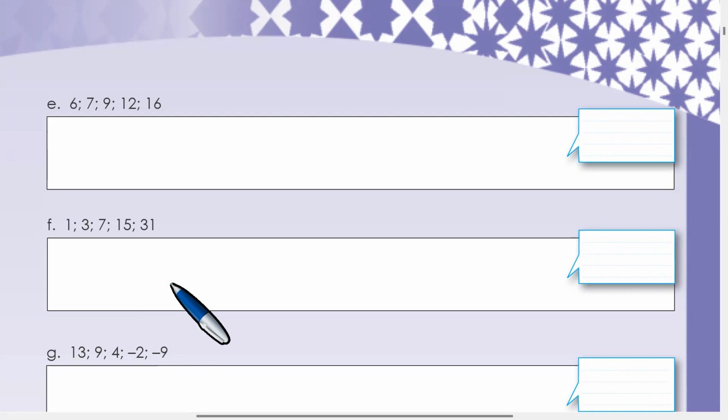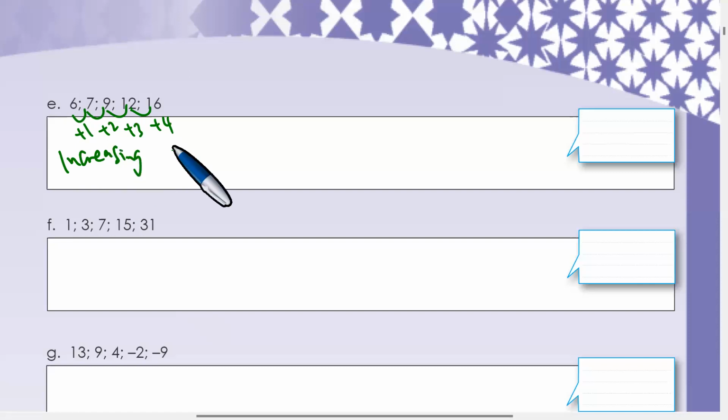And then between 7 and 9, what has happened? +2. And then between 9 and 12, what has happened? +3. Yeah, and that is the idea. So in other words, here it's +1. Here is +2. Here is plus what? 3. Here is plus what? Oh, that is increasing by 1 each time.